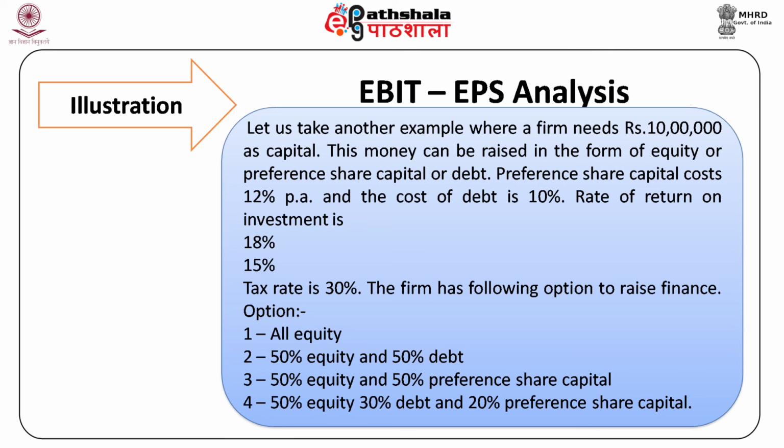Preference share capital costs 12% per annum and the cost of debt is 10%. Rate of return on investment is 18% and 15%. Tax rate is 30%. The firm has following option to raise finance. Option 1, all equity. Option 2, 50% equity and 50% debt. Option 3, 50% equity and 50% preference share capital. Option 4, 50% equity, 30% debt and 20% preference share capital.